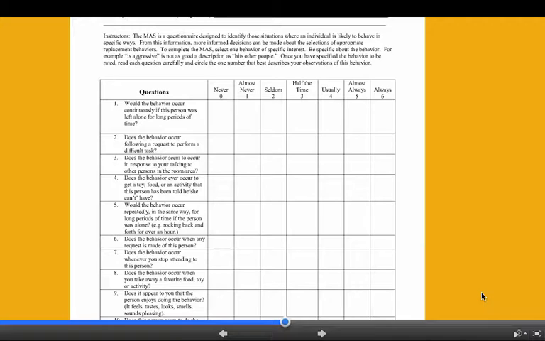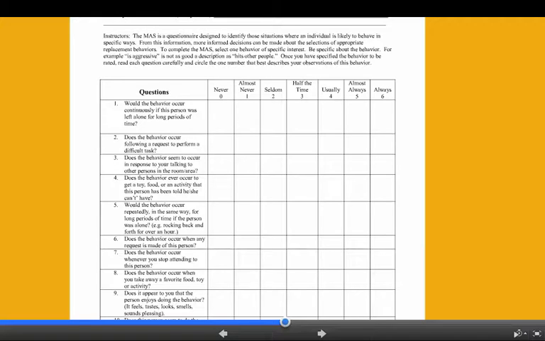For example, question number 1: would the behavior occur continuously if this person was left alone for long periods of time? By way of example, one case that I've been involved with recently has to do with a young 15-year-old girl with severe self-injurious behavior. When I asked the mom that question, would that behavior occur, head hitting, if your daughter was left alone for long periods of time, her answer was almost always, 6.